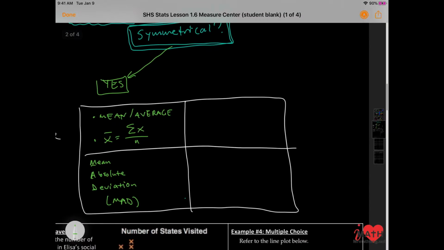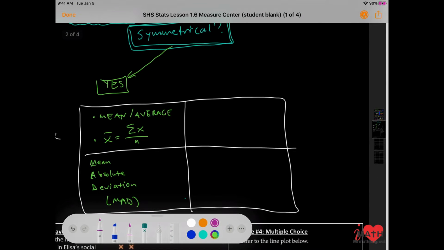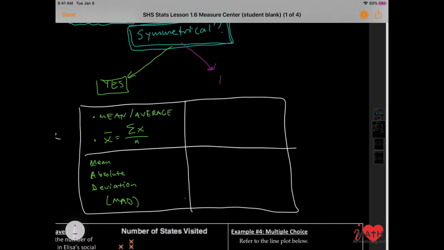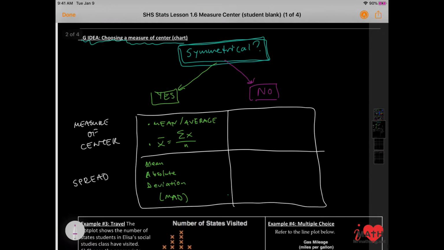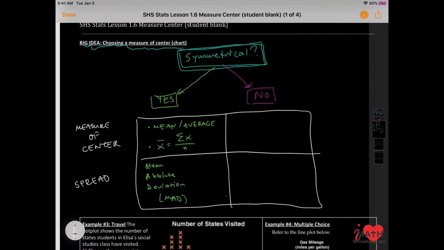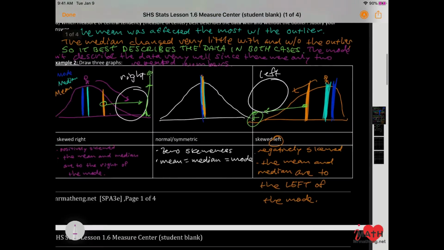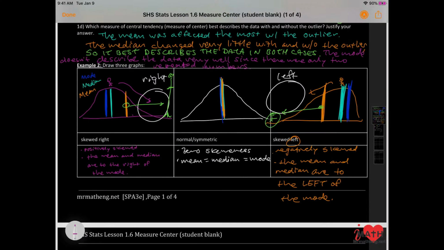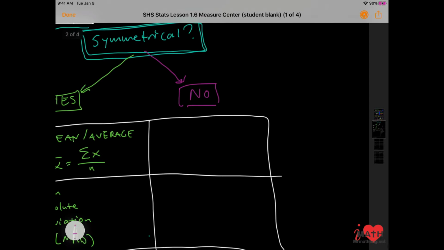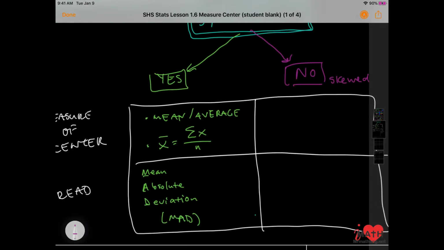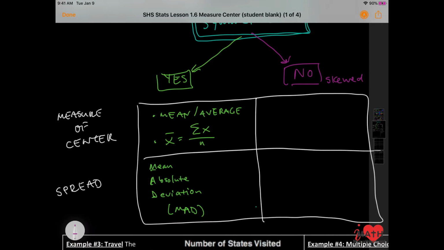Alright. Okay, what would happen though if no, it is not symmetrical? Then, okay, so if it's not symmetrical, I want you to think about this. In these three pictures, if it's not symmetrical, then you're crossing it off, then basically it's what? It means it's skewed. So I'm going to write that out here, skewed. Okay, what is our measure of center? You will use the median.